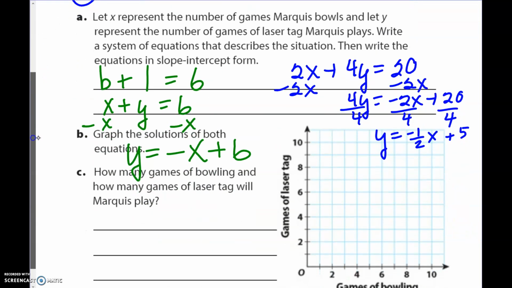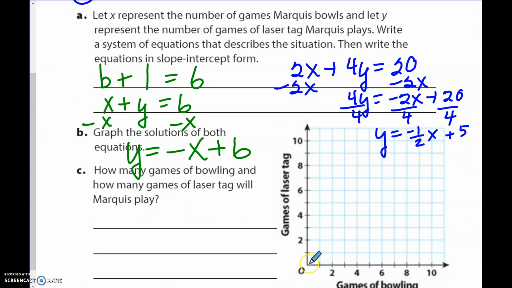All right, let's see if we can get these graphed. I'm going to start with the second one since that's the color I have. Okay, so my y-intercept is 5. 1, 2, 3, 4, 5. And my slope is down 1 over 2, down 1 over 2, down 1 over 2. So we get this blue line. All right, now let's go back to that first equation, and that y-intercept is 6, and the slope is a negative 1 over 1. So down 1 over 1, down 1 over 1.